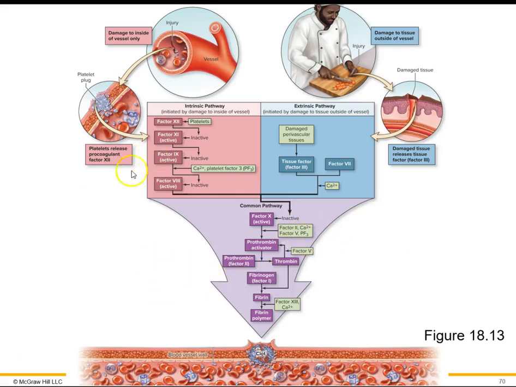Okay, so a lot going on with coagulation. It's a very complex process, but ultimately it's going to result in the formation of a fibrin meshwork. And that fibrin meshwork is what holds the clot together. That's the extent that I expect you to know.